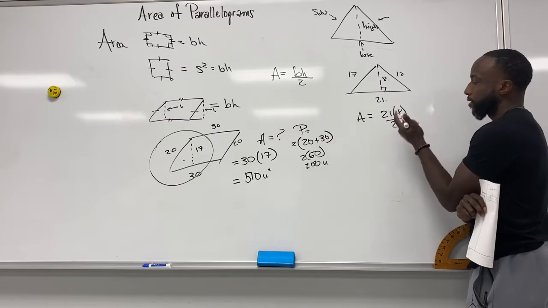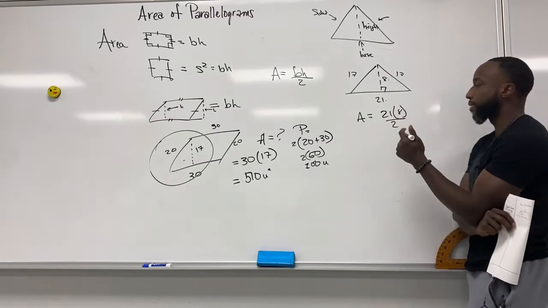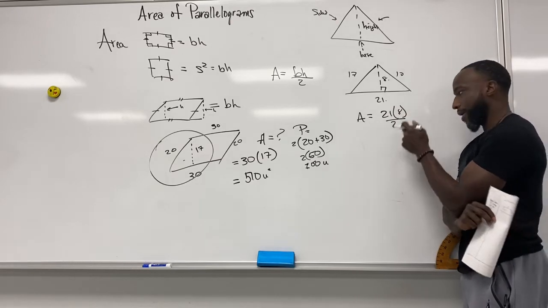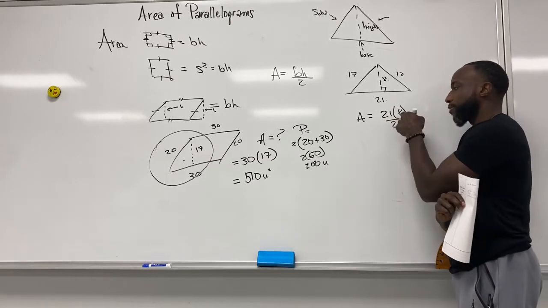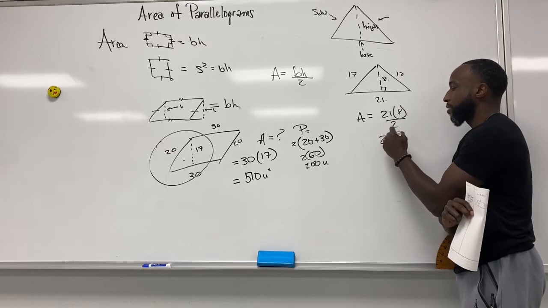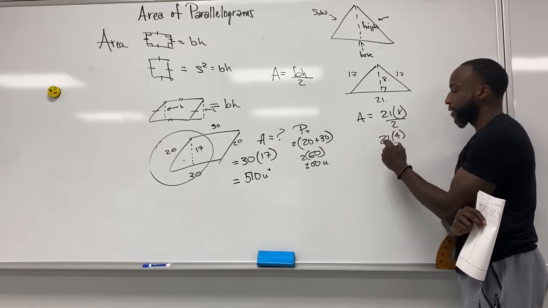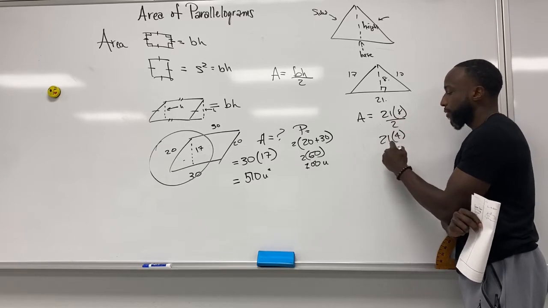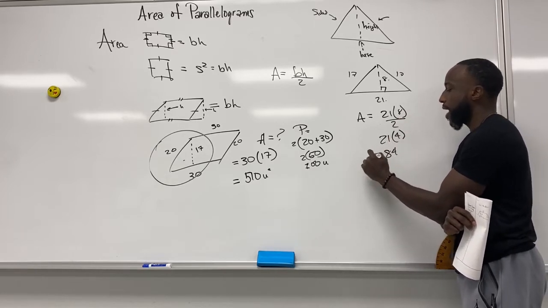What I usually do is, if either the base or the height is an even number, I can just divide it by 2 already. Since 8 is even, I can change it to 21 times 4. It's fewer operations to do, and you get 84. So 84 is the area.